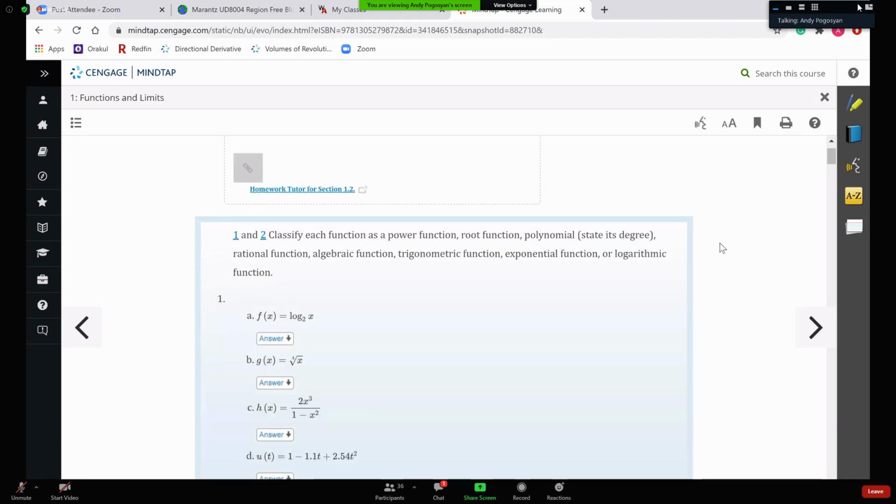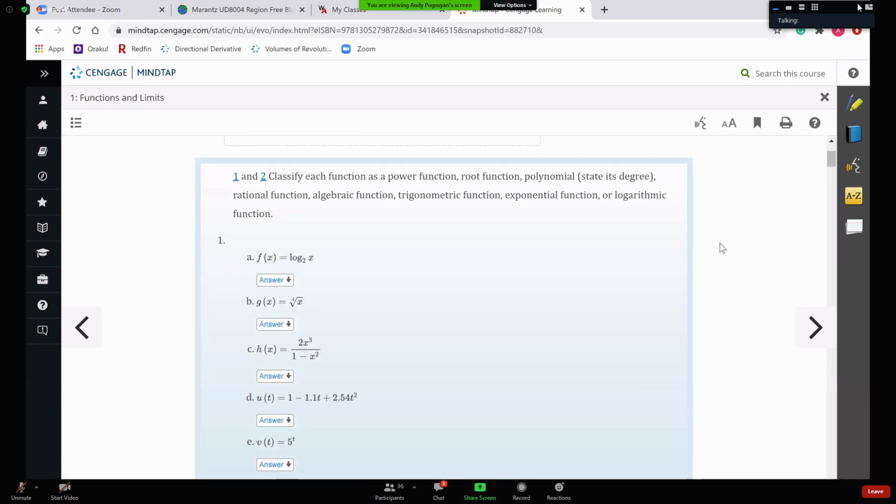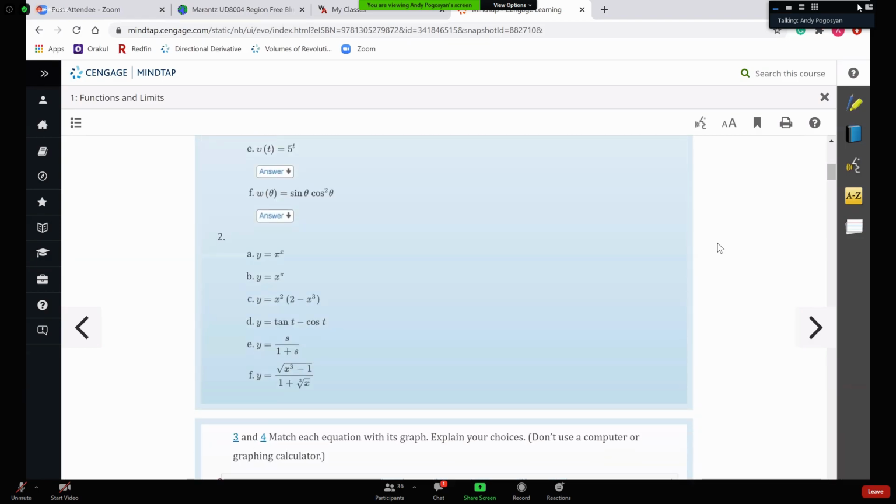Okay, classify each function as a power function, root function, polynomial (stated degree), rational function, algebraic function, trigonometric function, exponential function, or logarithmic function. Now let's look at 2. y equals pi to the x. What kind of function is that? Exponential function?